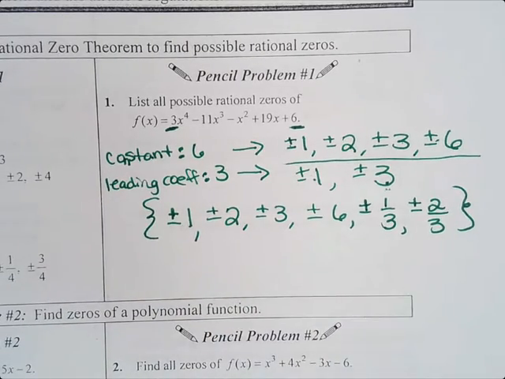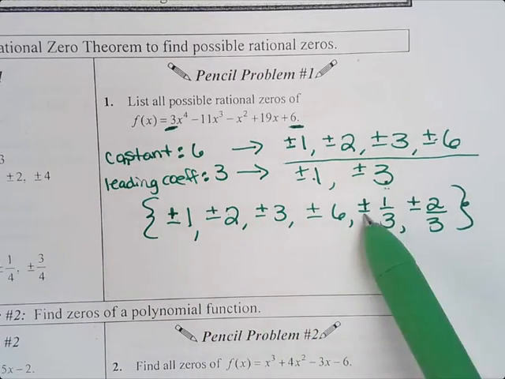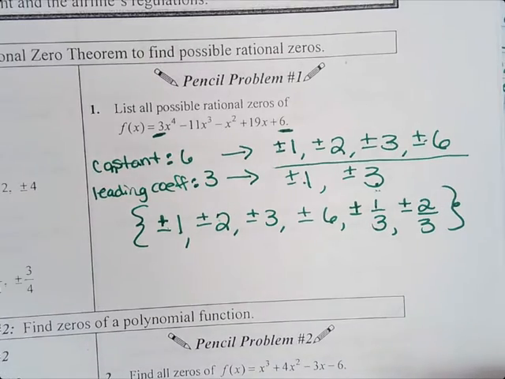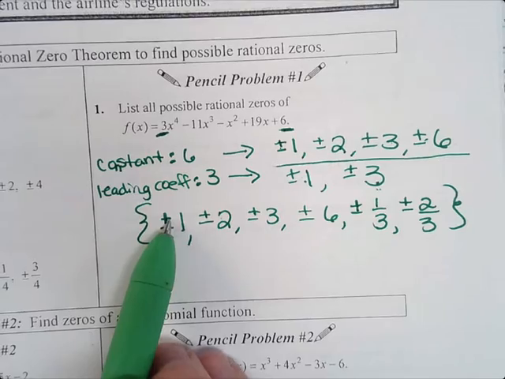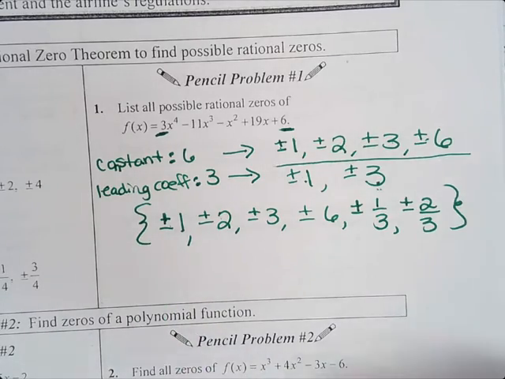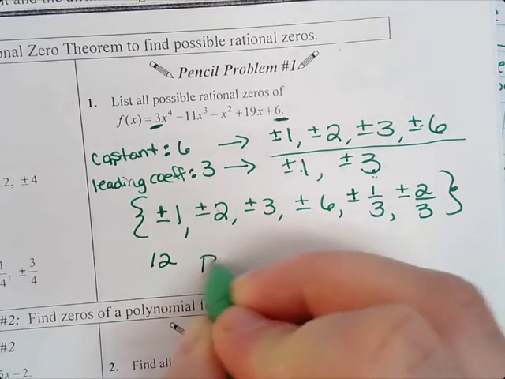So how many are there? Well, we have positive, negative. So it'd be times 2. So 12 possible.